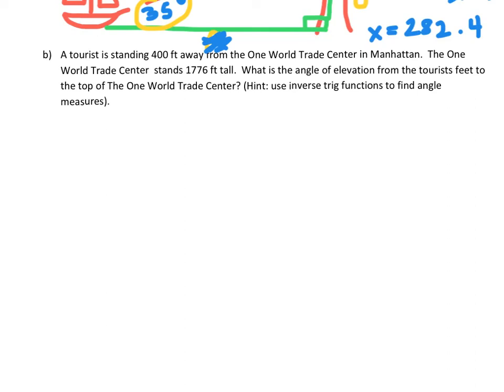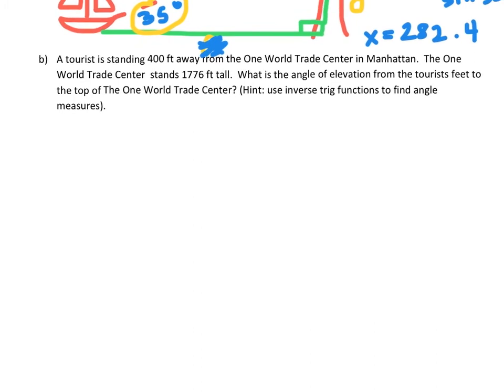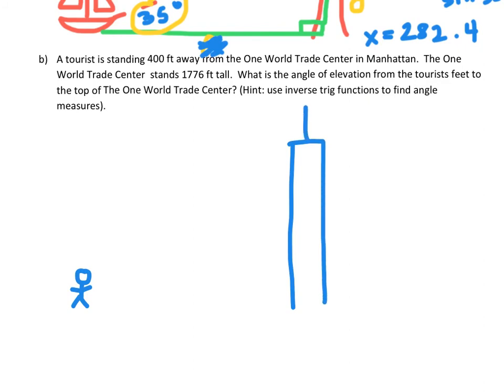But we'll draw a quick little picture here. So I'm standing right here. The tourist is standing down here. And One World Trade Center is over here. So we'll draw that with a spire going up the top there. And we want to know what is the angle of elevation from the feet of the person to the top of the One World Trade Center. So we're going to draw an angle of elevation from our feet to the top of that.